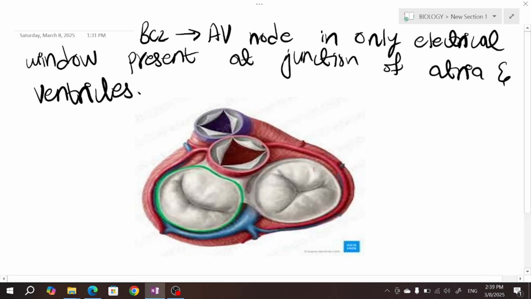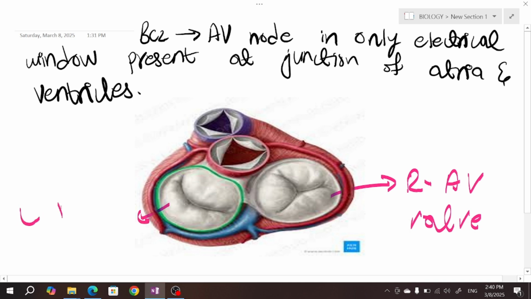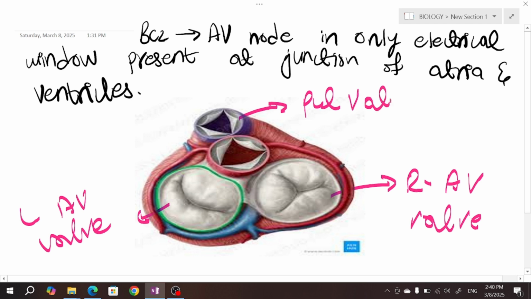Now suppose this is a cross section of your heart, and we are seeing the heart from above, the top view. This is your tricuspid valve, the right atrioventricular valve, the right AV valve. This is the left atrioventricular valve, L representing the left. This is the pulmonary valve, and this one is the aortic valve.